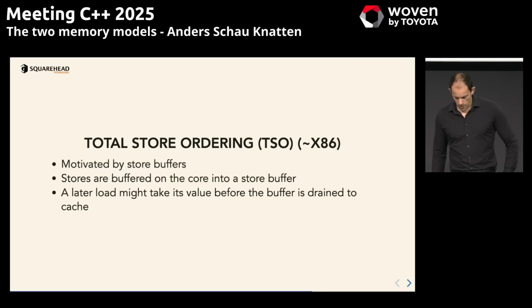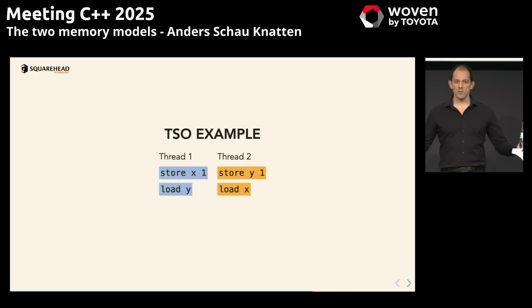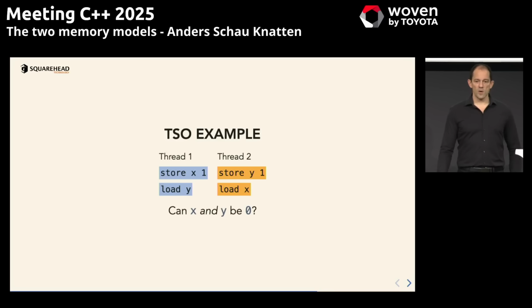And what they often do when they want to talk about these memory models is they have these litmus tests, or small examples of what would be valid or not. This is the one that you tend to see for TSO. You have two threads. They're both storing a value, and then the other thread reads the value that the other thread stored. And then they ask, can X and Y be 0?